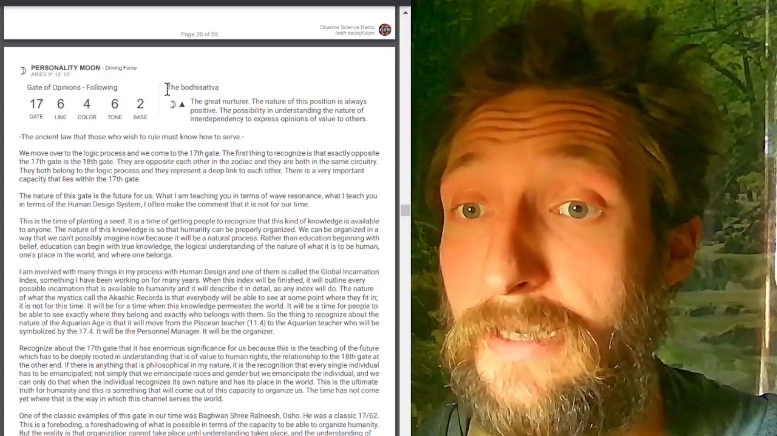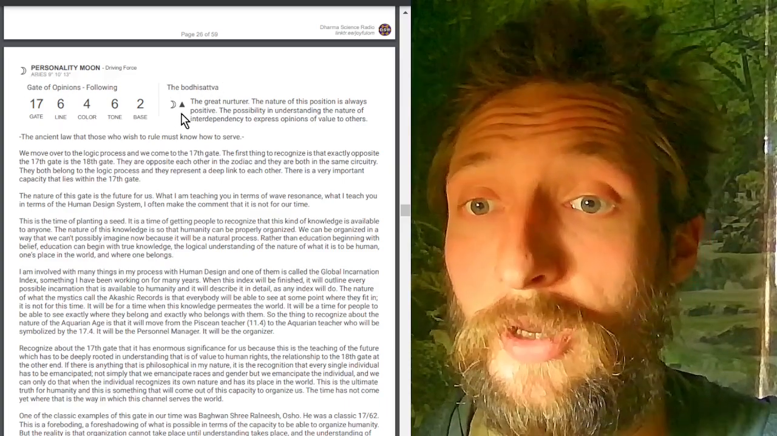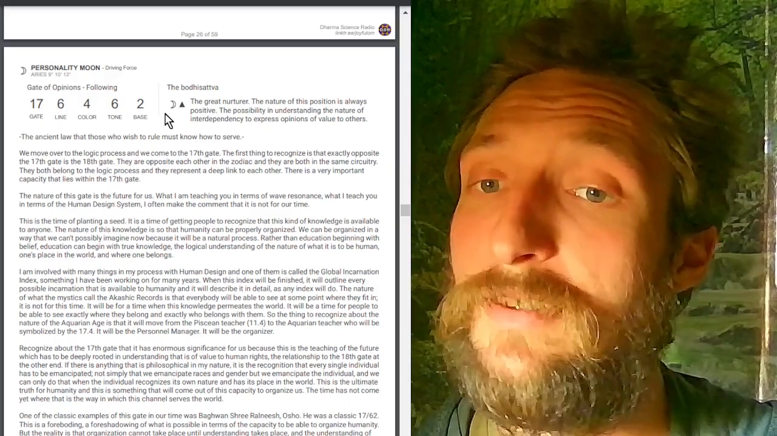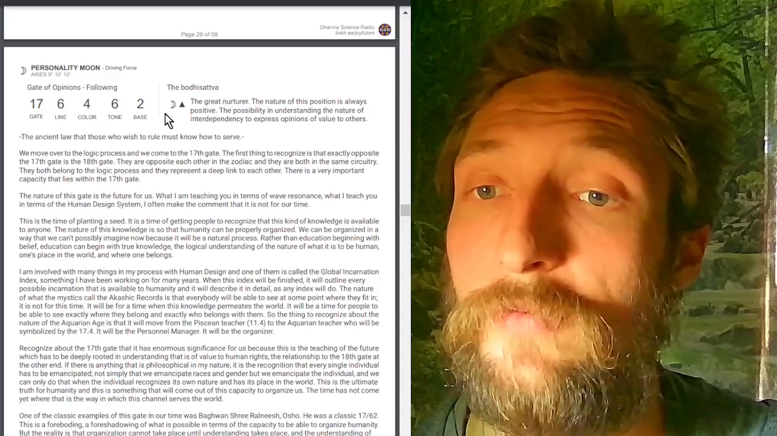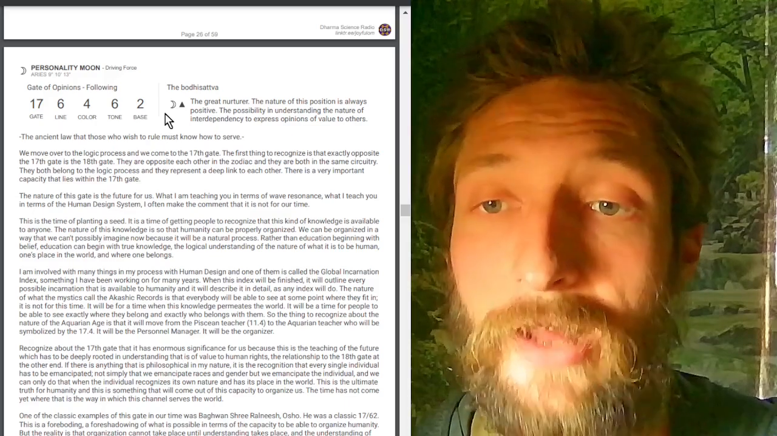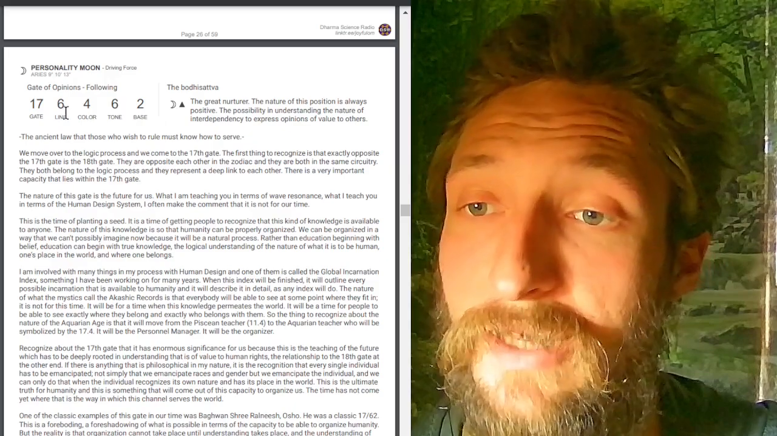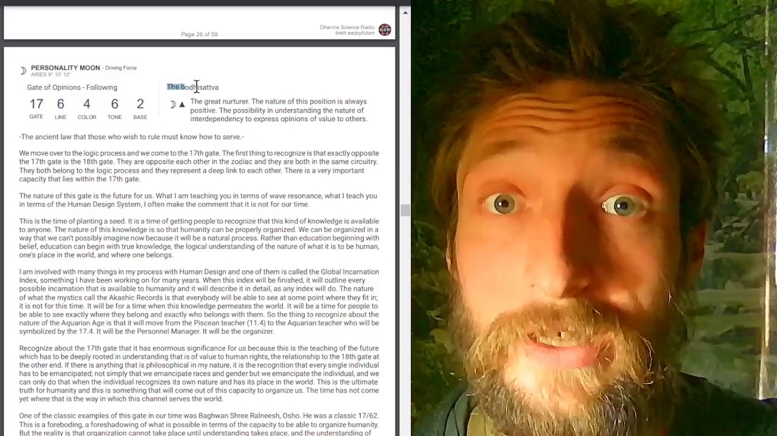Well, I mean, it's the line of the Bodhisattva. Exalted in the moon, this is the great nurturer. The nature of this position is always positive. The possibility in understanding the nature of interdependency to express opinions of value to others. You see? And so it means that I've got this 6th line going on here through that Bodhisattva line, which is really all about knowing how to find the sameness between what it means to be a leader and a follower.